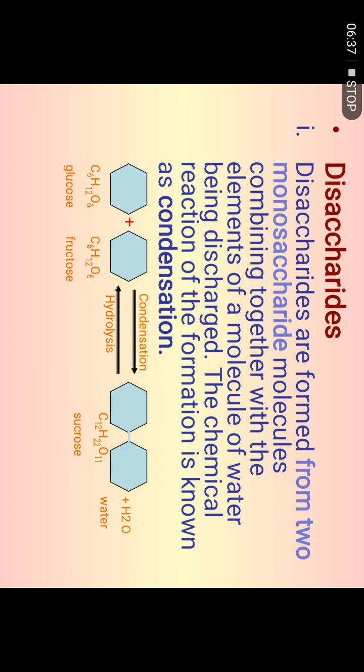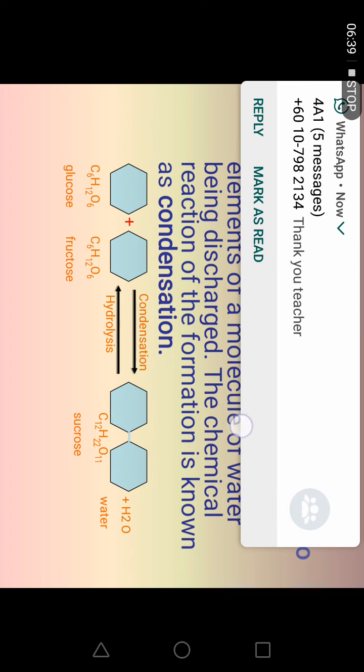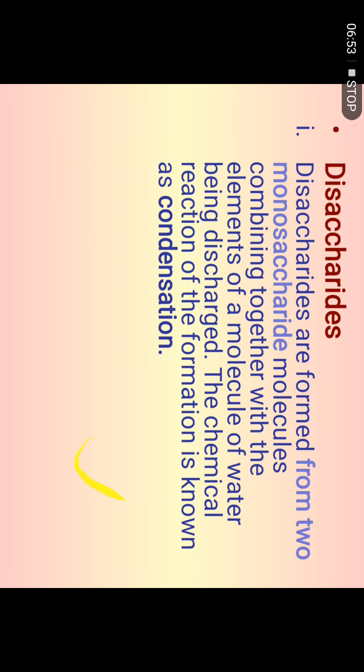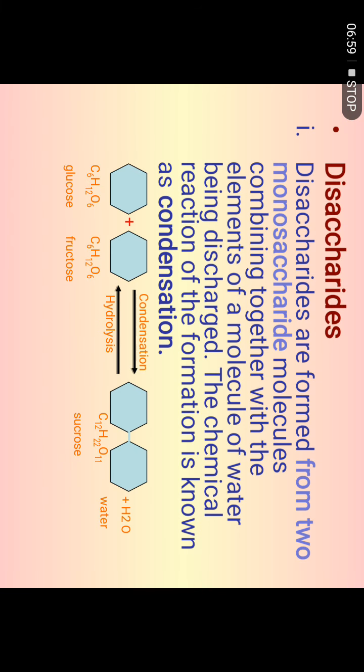H12 plus 12, 24. But here you have only 22. Why do you have 22? Because 2 atoms of H are already in the water. Then you see the O is supposed to be 12, now it's only 11. 11 means one of these oxygens already combined with water. So you got it. That is condensation to form a disaccharide.